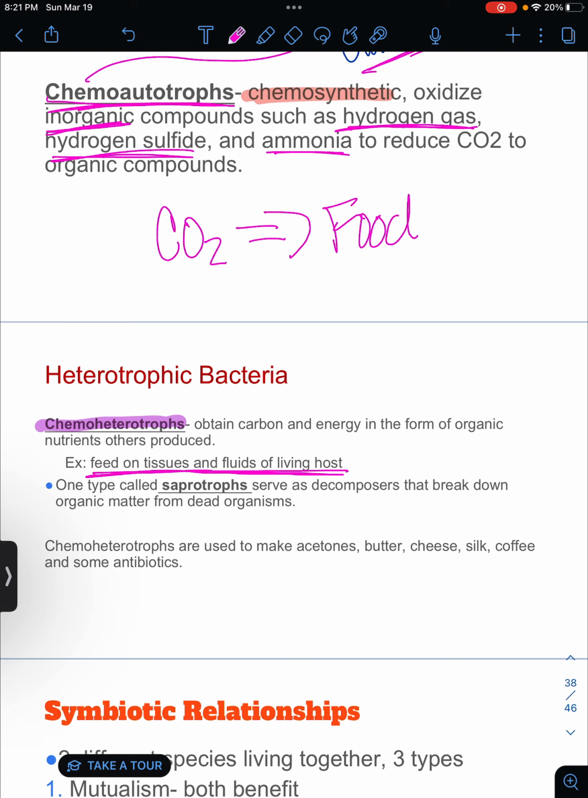One type is called saprotrophs. They serve as decomposers that break down organic matter from dead organisms. This happens when you pass roadkill. Saprotrophs are busy at work. It says chemoheterotrophs are used to make acetone, butter, cheese, silk, coffee, and some antibiotics. It's kind of cool.